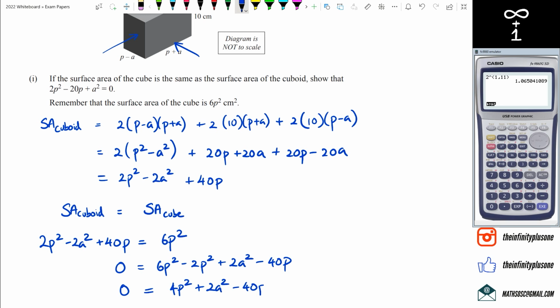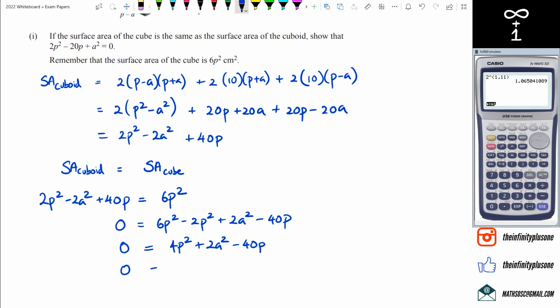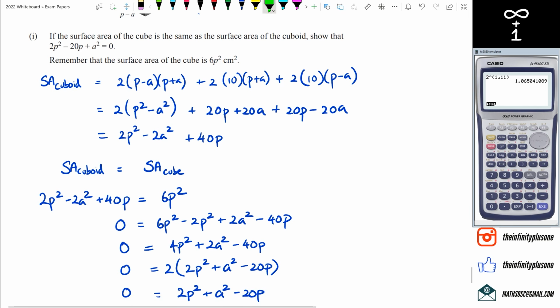And I can see that 2 is a common factor. So I'm going to take it out, and I've got 2 times 2p squared plus a squared minus 20p. And of course, 0 divided by 2 is 0. And I've left with 2p squared plus a squared minus 20p. And as you can see, this right here is what we were actually looking for.